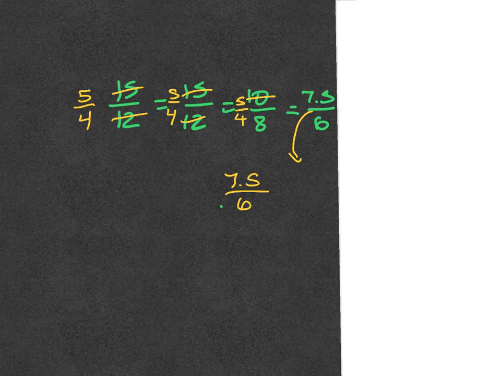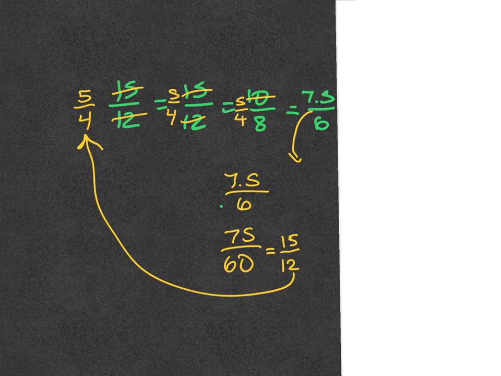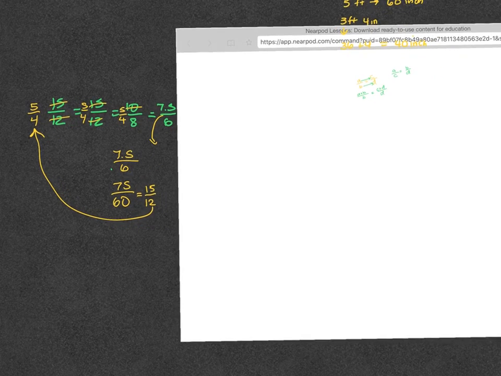7.5 over 6 becomes 75 over 60, or you could have just multiplied by 2. Either way, this reduces, right? 15, well, let's do 5 first. 15 and 12, which is 5 to 4. So they all reduce to be the same things, which means they are similar.